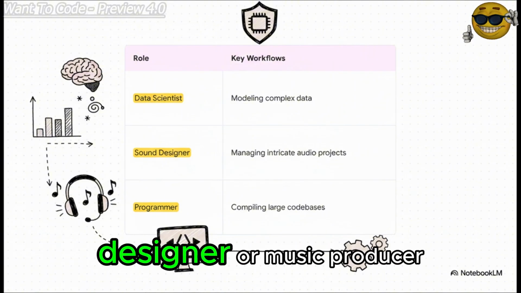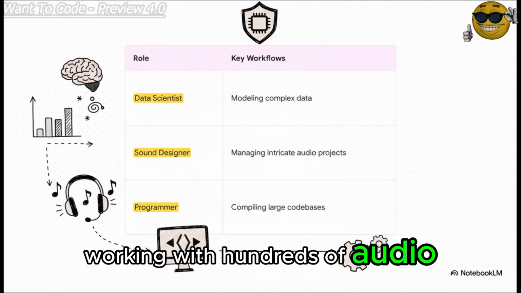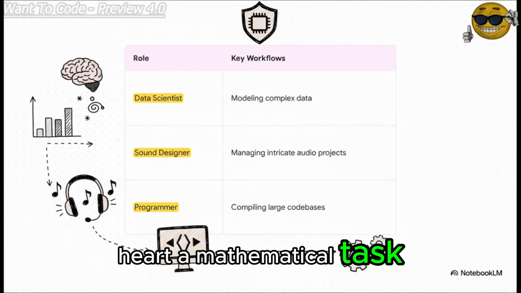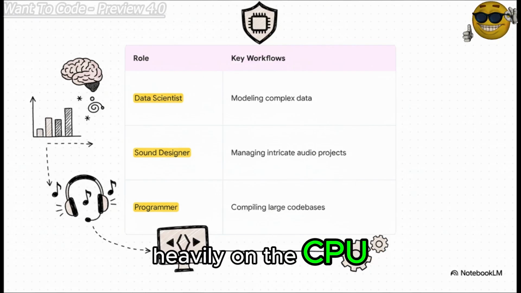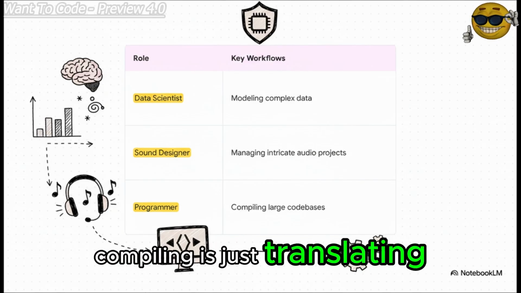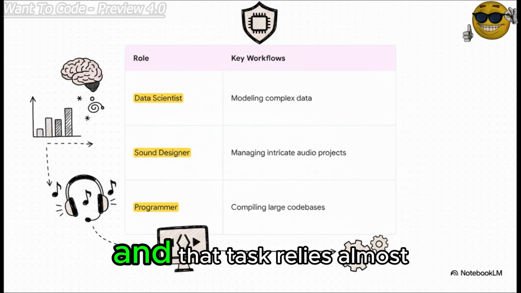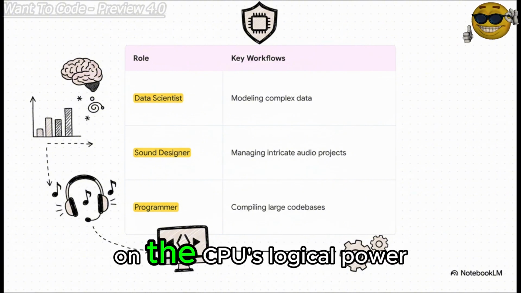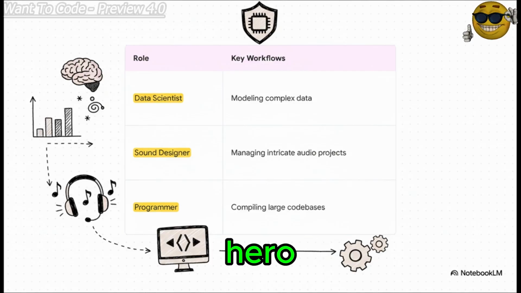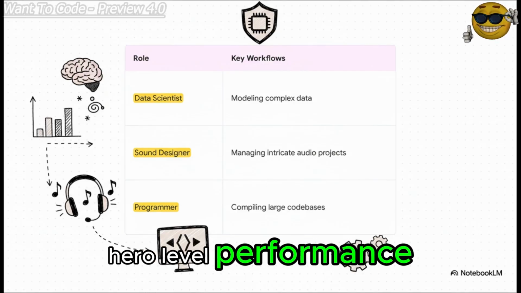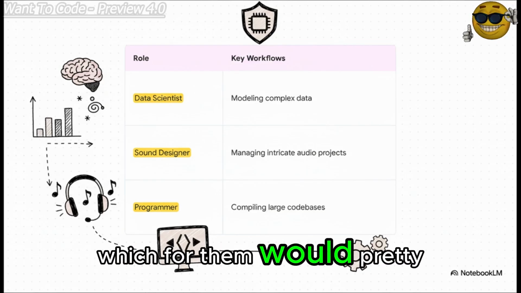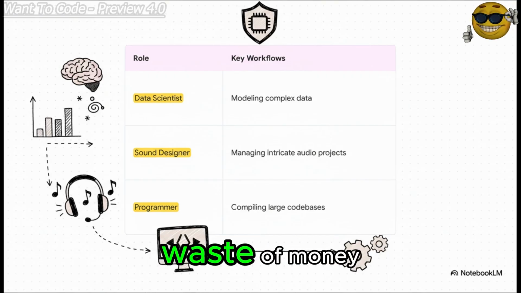Or how about a sound designer or a music producer working with hundreds of audio tracks, each with its own effects? Audio processing is, at its heart, a mathematical task. Again, a job that leans heavily on the CPU. And finally, think about a programmer compiling a massive app. Compiling is just translating human-readable code into machine code, and that task relies almost exclusively on the CPU's logical power. For all these people, that 18-core CPU is the hero. The M5 Pro delivers that hero-level performance perfectly, without the extra cost of the Max's superpowered GPU, which for them would pretty much just sit there unused. It would be a total waste of money.